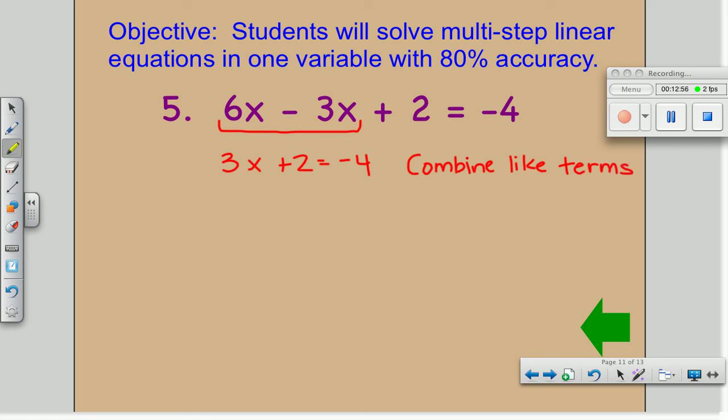Next, I have family and I have friends. Get rid of the friends first. So adding 2, the inverse is subtraction. Subtract the same number you added, 2. Then I have to do the same thing on the other side. These are 0, so I have 3x equals negative 4 minus 2 is negative 6. This was subtract 2 on both sides.